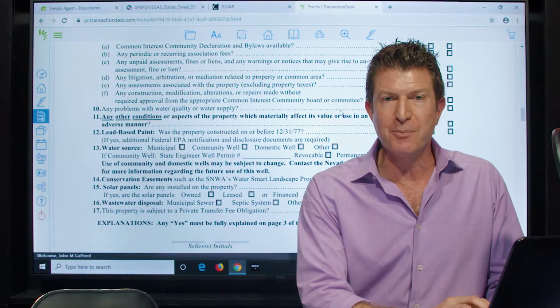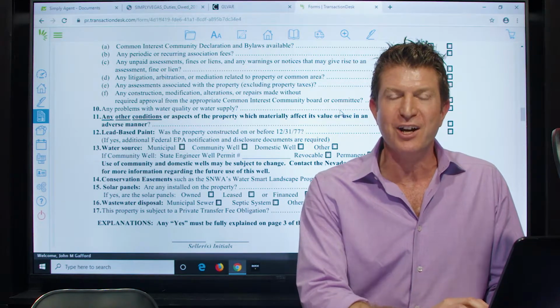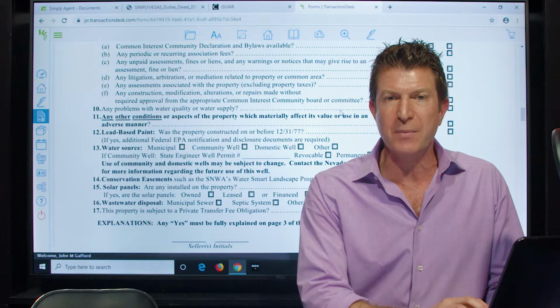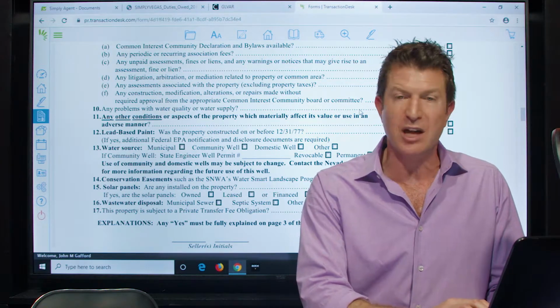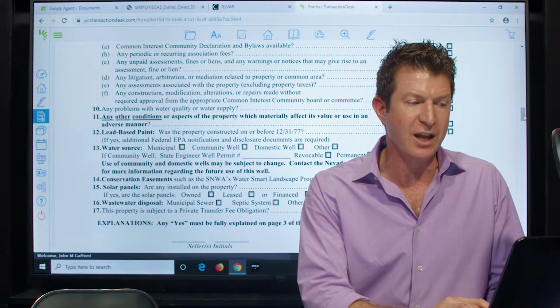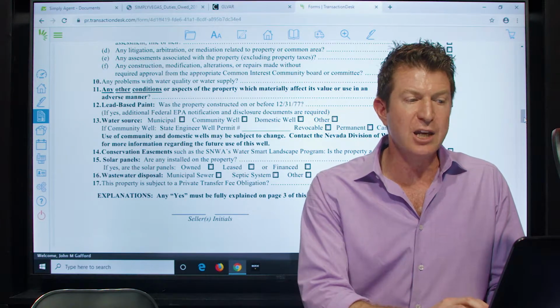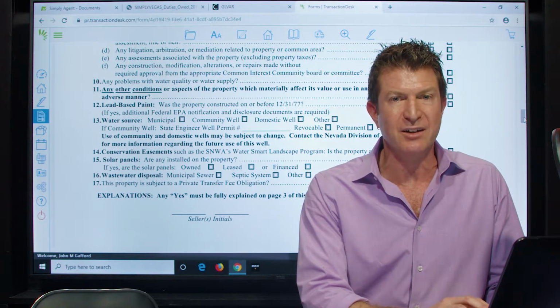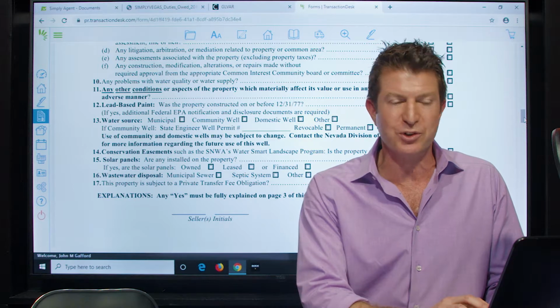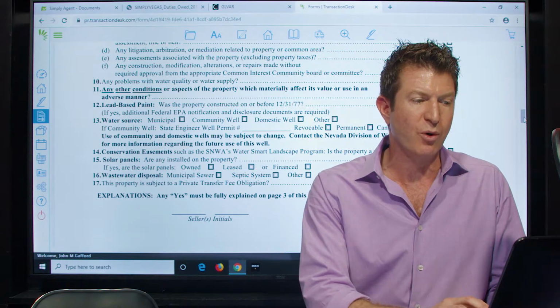If something's done in the backyard, we're back to that cabana, and it was put in without the HOA's permission, you need to indicate that permission was never obtained from the HOA. That's the box to fill it in. Any problems with the water supply? Again, your seller's going to know if there's a water supply issue. That's a simple yes or no answer.